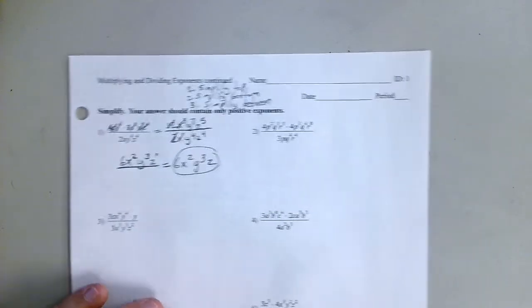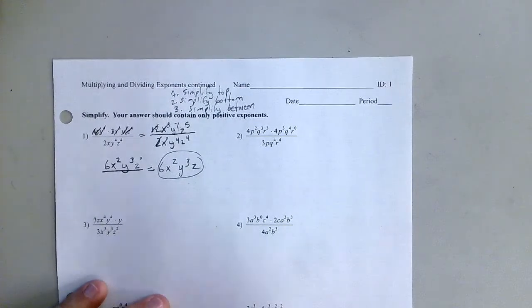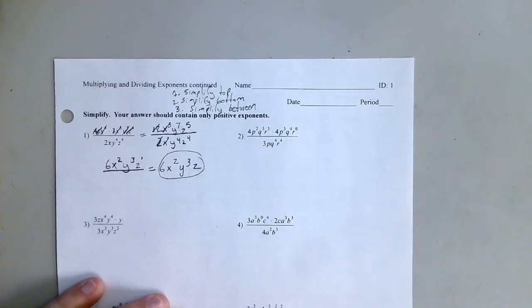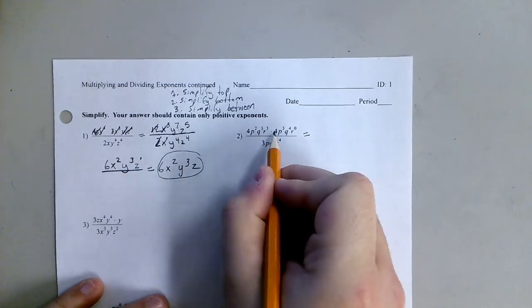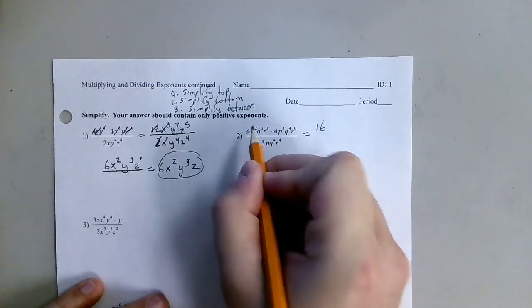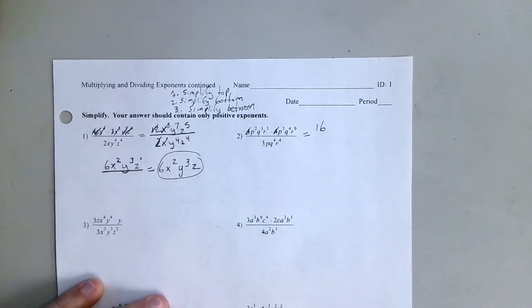Okay, let's go over to number 2. In number 2, we're going to do the same thing. Simplify the top first. So I've got a 4 and a 4. Multiply those together is 16. Then I'm going to cross them off.